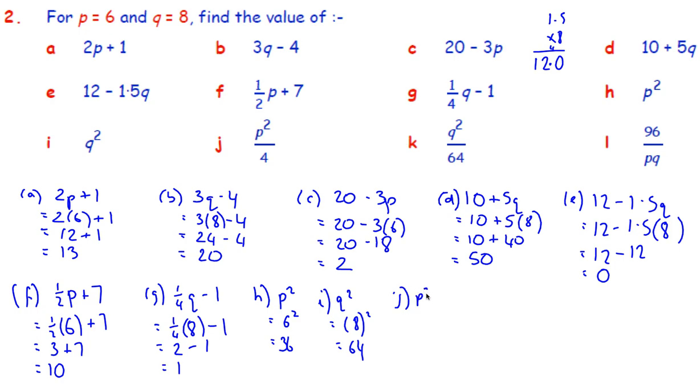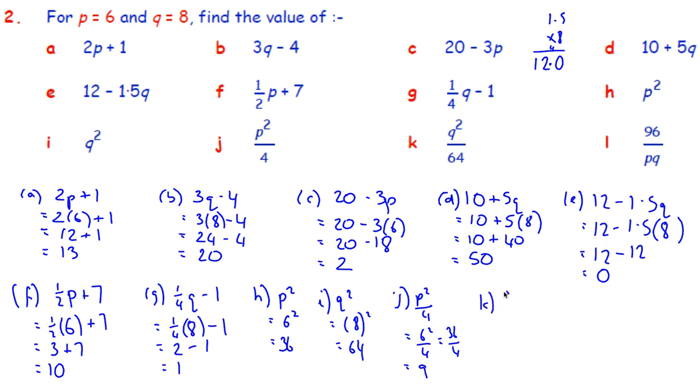Okay, then we're going to use the squared terms. P squared over 4. Well, you know what, you could argue and say, well, I already know that p squared is 36. I could put that straight in. You could do, but I'm just going to keep telling the story and say 6 squared over 4 is 36 over 4, which is 9.